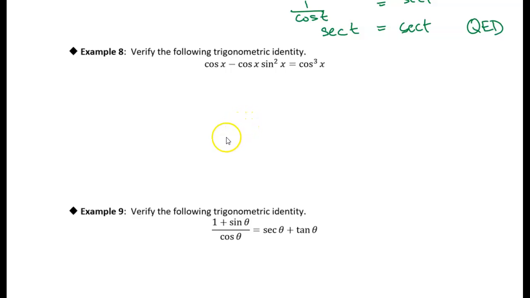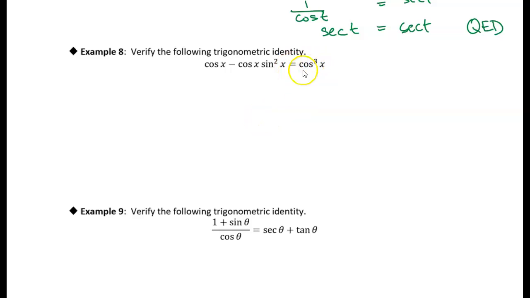All right, in example 8, we are again asked to verify this trigonometric identity. Now, everything is written in terms of sine and cosine, so that's not really going to help us to rewrite it in terms of sine and cosine. Now, it looks like the left side I would call more complicated. So I'm going to start on the left side. But again, like I said, you can start on the left or the right, either one.